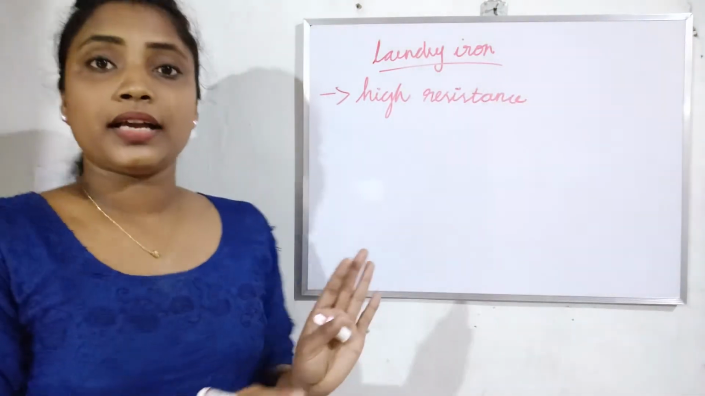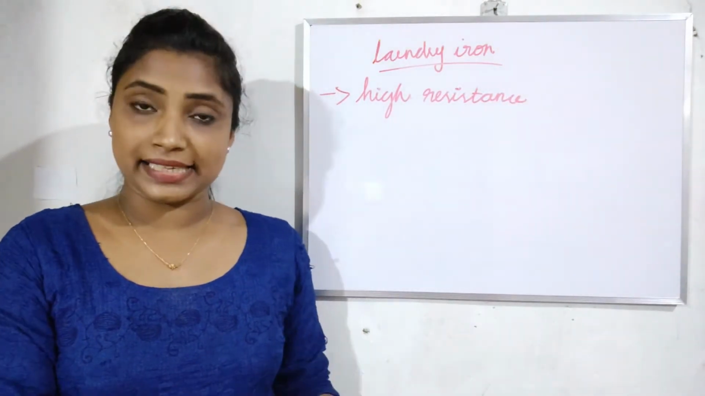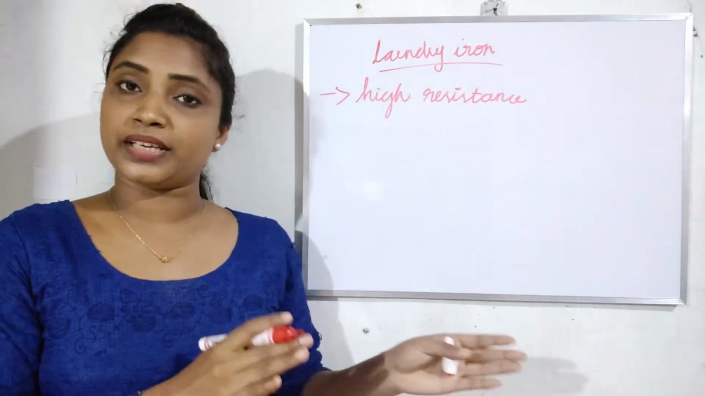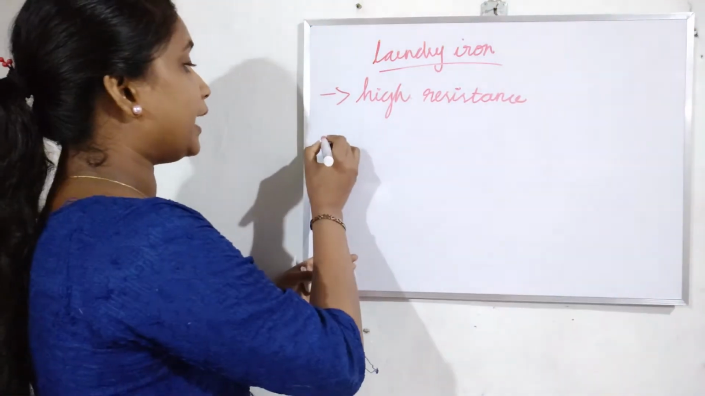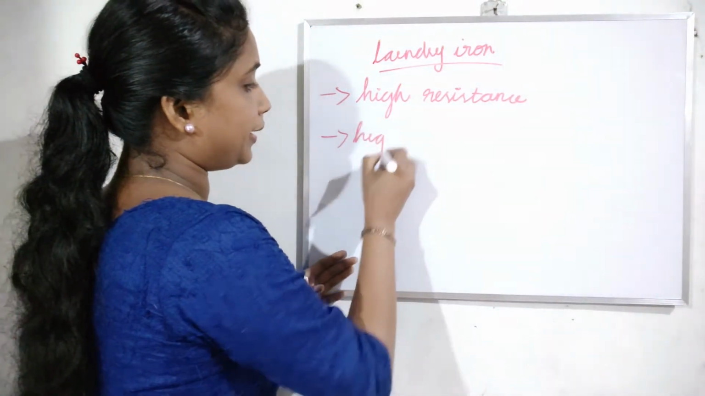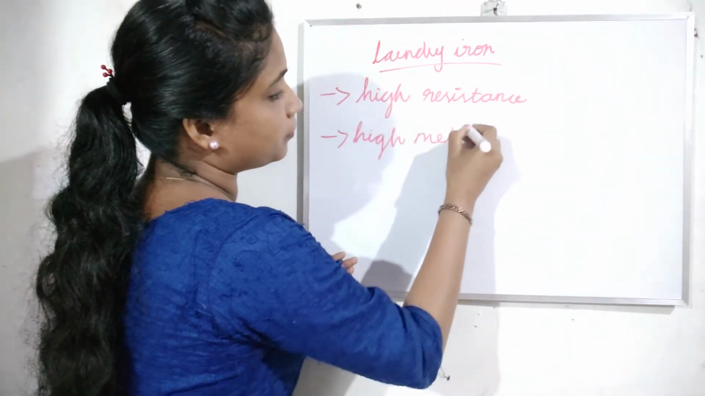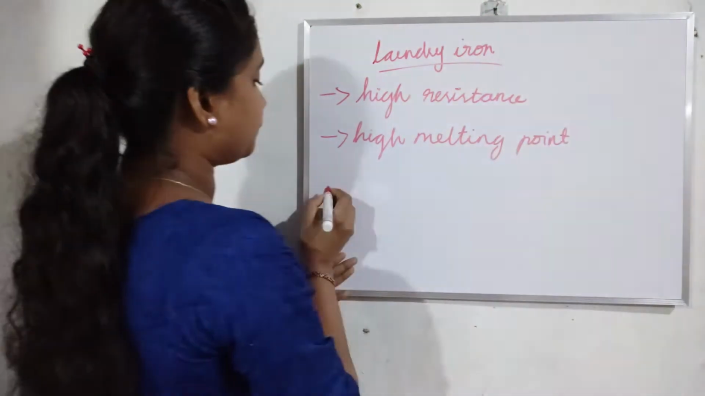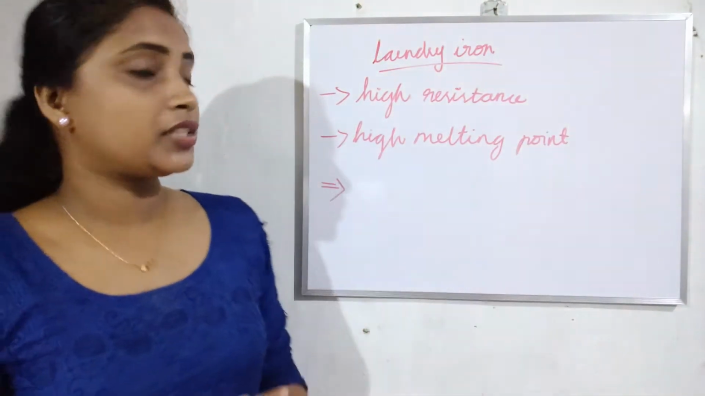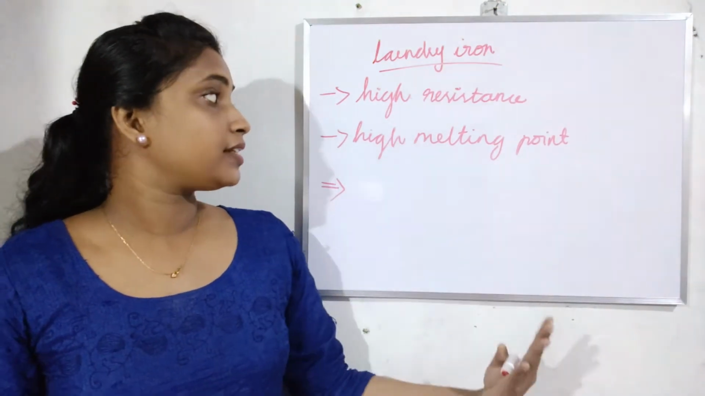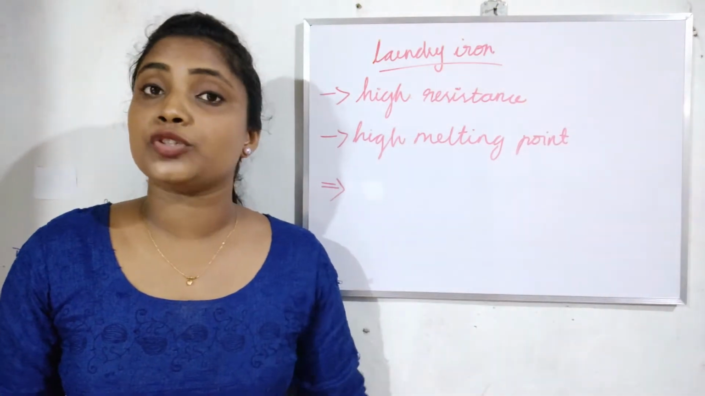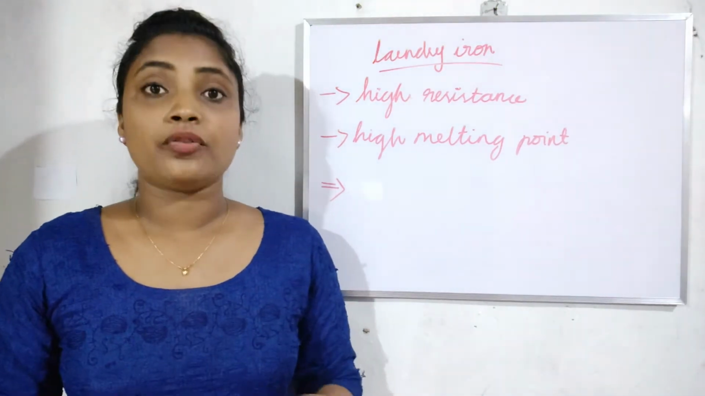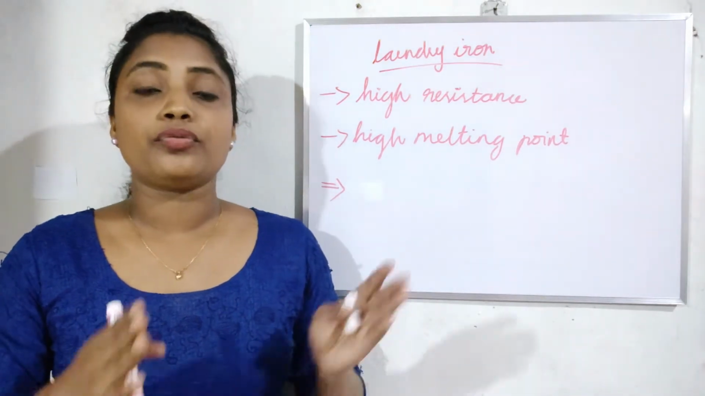Then also this material should not melt easily. The material should not melt easily means the melting point of the material should be much higher. So high melting point. Then, so we are searching for a material which has high resistance and which has high melting point to make a laundry iron. So finally we found a material which is actually an alloy of nichrome.